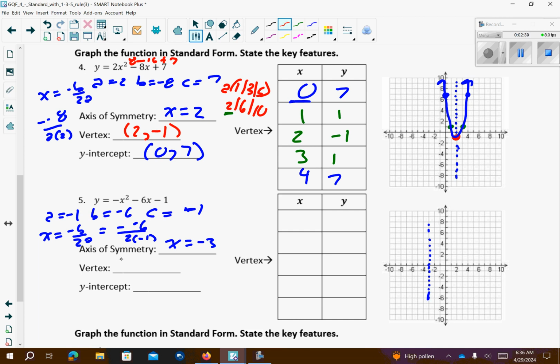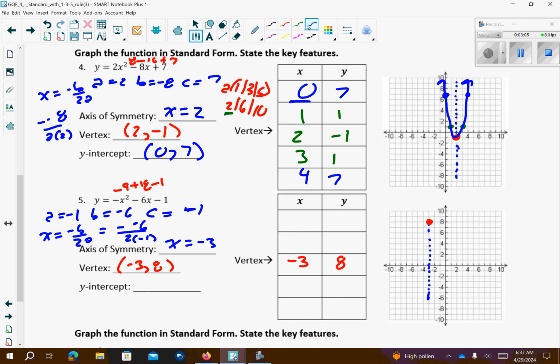Our vertex, we know that it's going to be -3, comma something. So -3 squared is 9. With that negative is going to give me -9. -3 times -6 is +18. And then -1. -9 plus 18 is 9. 9 minus 1 is 8. So -3, comma 8, we're up here. That's our vertex.